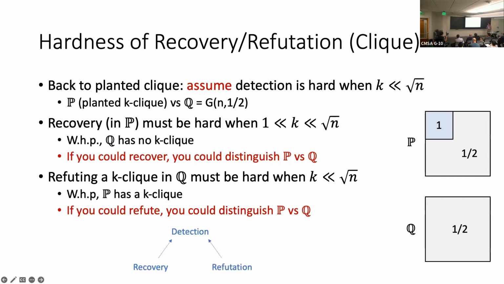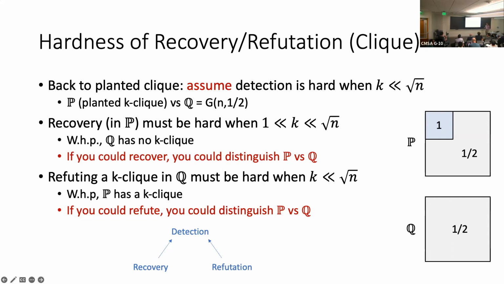Are we okay with these connections? So you can think of the three questions as being related like this, where the arrow means that if I could do this one, then I could do this one. So detection is formally easier than the other two, and the other two are not really related to each other. Are we okay with this? So I'm going to use this type of argument over and over. So if this is not clear, please ask.